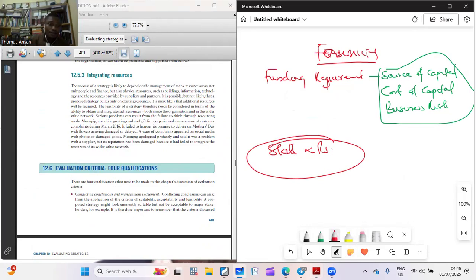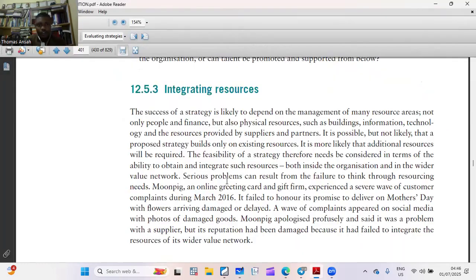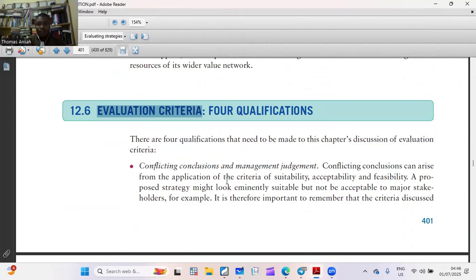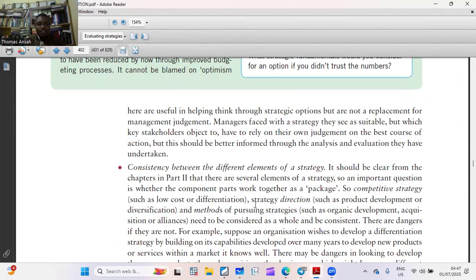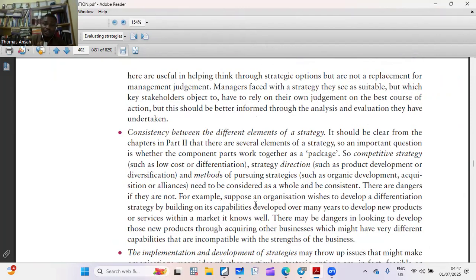So to close it out, the four evaluation criteria that you can also do, all right, so that ends up everything, is the conflicting conclusions of management judgment. So once you have gone through that, what are the conflicting views in terms of the suitability and everything? What are their views on that? All right. So you check then the consistency between the different elements of a strategy. So remember the elements of the strategy, your mission, vision, and your strategic direction and the method.